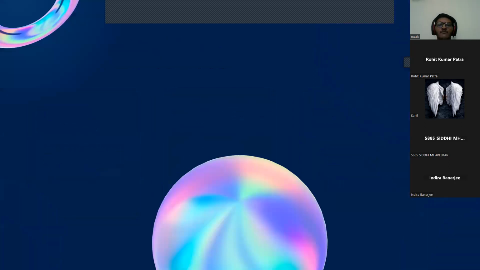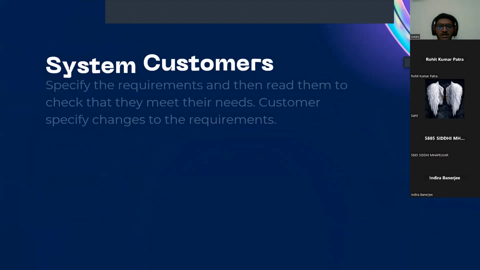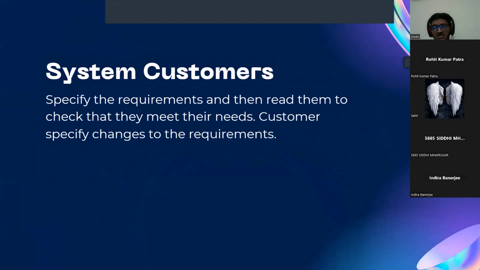Then we have the types of readers who will read this SRS. As you can see, we have five main ones: system customers, managers, system engineers, system test engineers, and system maintenance engineers. So let's talk about system customers. System customers are the users that will be using our product. They specify the requirements, and we note them down and give them back so they can read it and say whether it meets their needs.